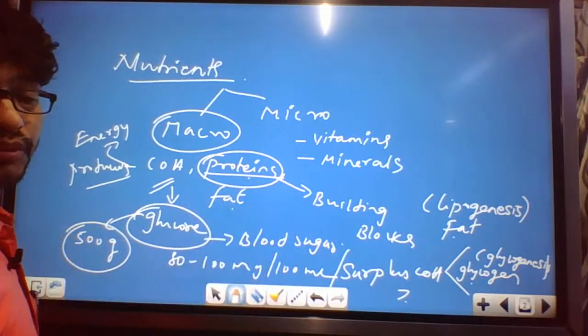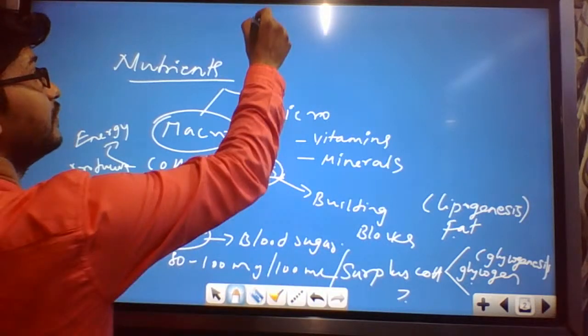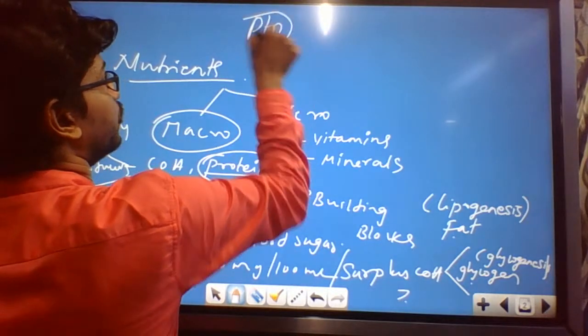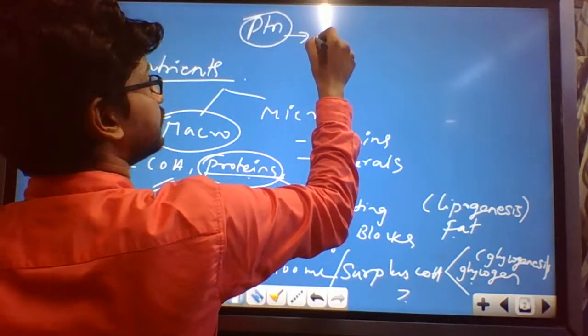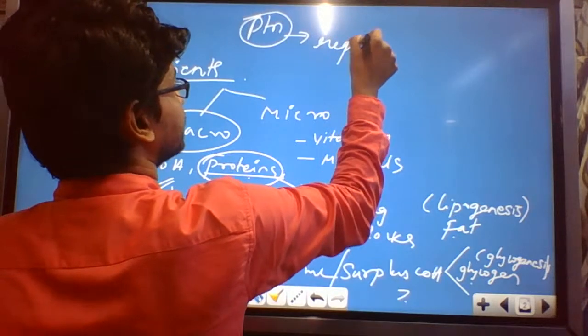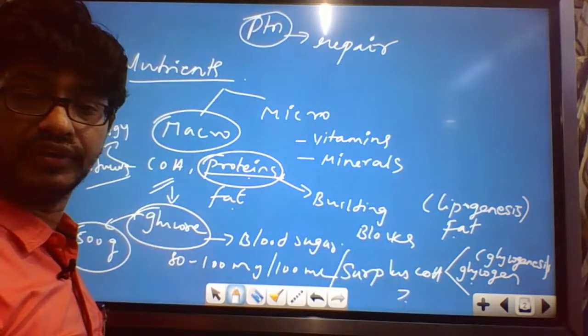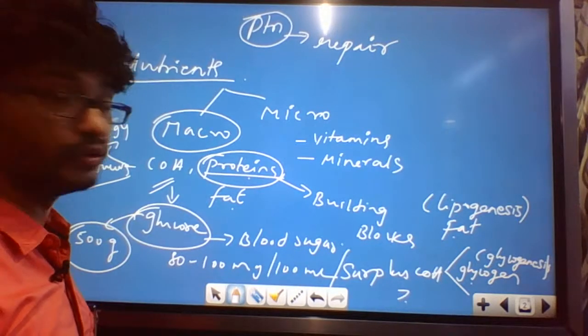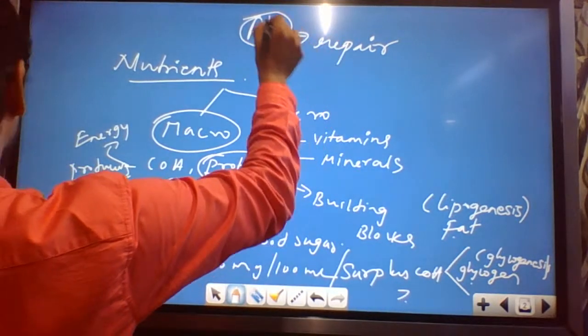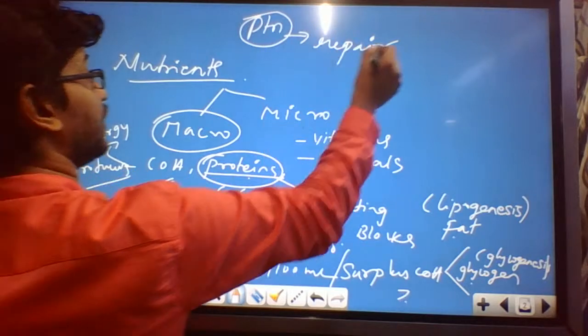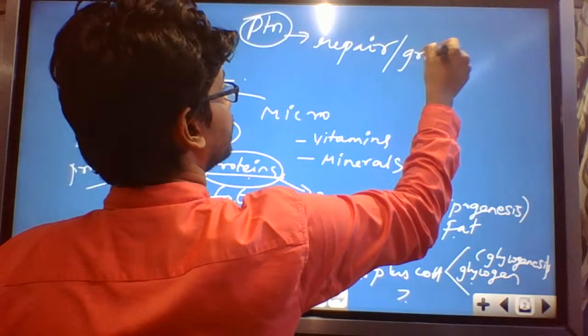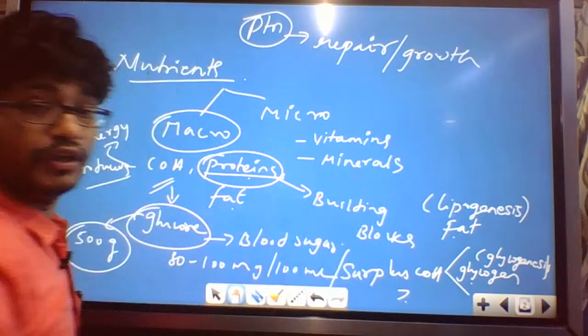What is the main function of protein? For example, you take this one as protein. Proteins are used for the repair mechanism. So wherever in the body, whether in a cell or in tissues or any place, damages occur, the damages can be rectified because of the protein. And not only the repair mechanism but also the growth.